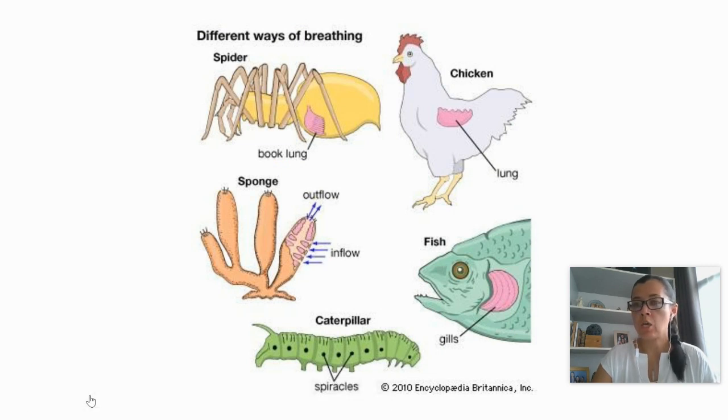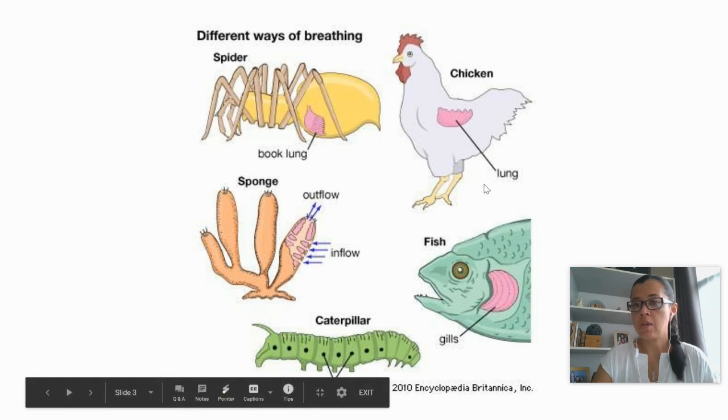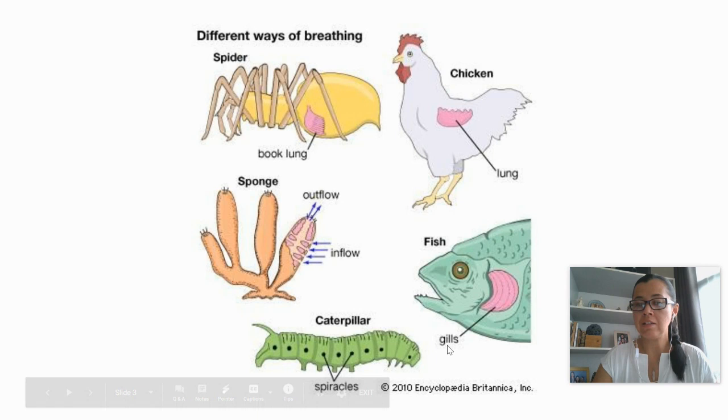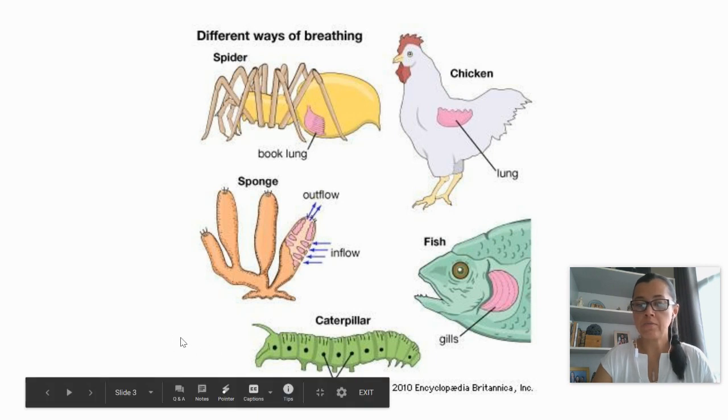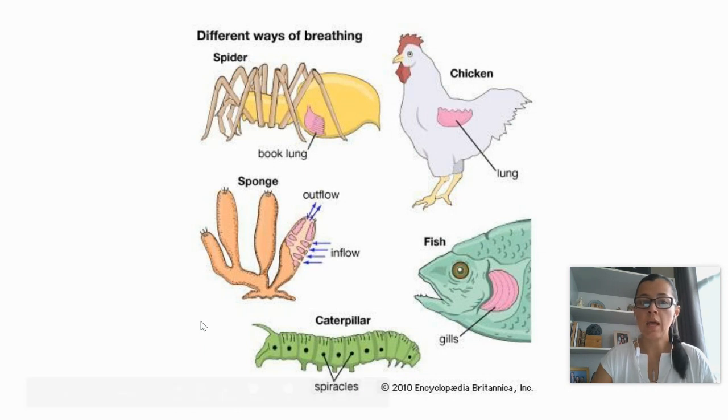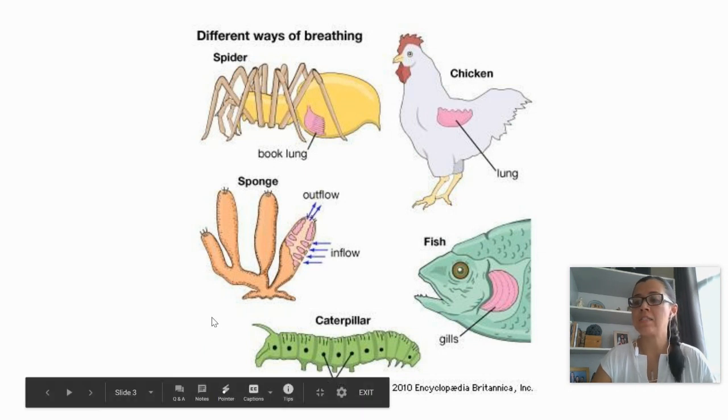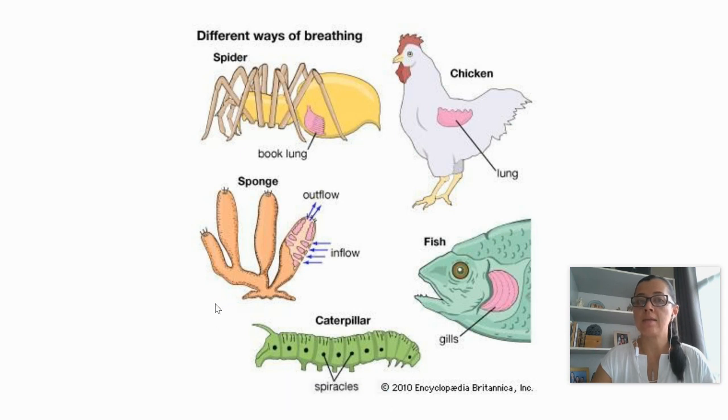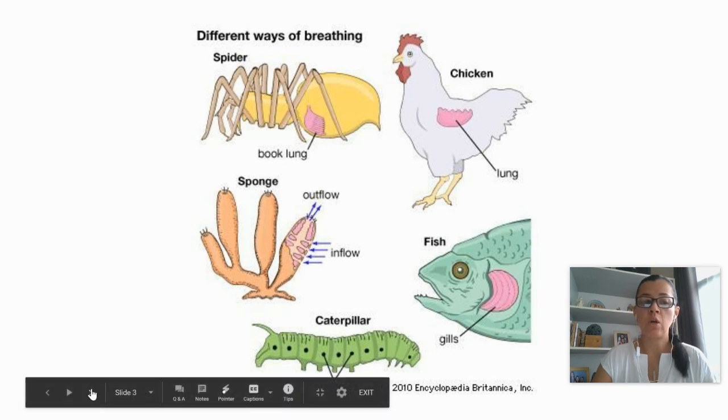Remember that mammals and birds breathe with lungs. Fish use gills, spiracles, the caterpillar and all the worms. And the rest of the animals have different systems, but basically what we want you to understand is that the ways of breathing are very different between all animals. Okay, important words, gills and lungs.